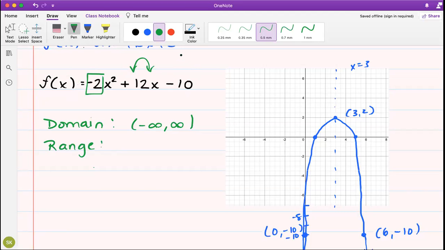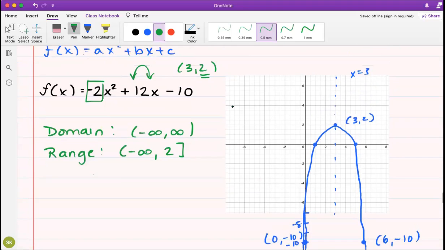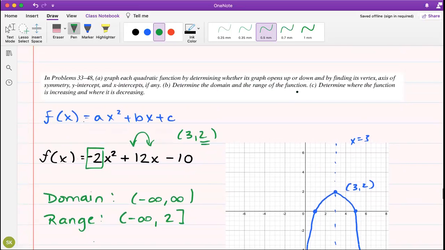And since we have a parabola pointing down, we're going to go down to negative infinity. And we found the vertex was (3, 2). And this y value is the highest y value we're going to have. You can see that in the graph here. Here at 2, that's the highest y value. And this graph goes down to negative infinity. So the range is negative infinity to 2. So that takes care of finding the domain and the range.